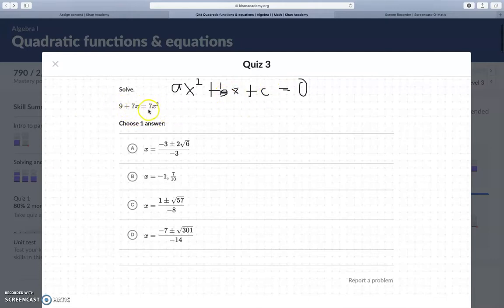So what we can do is just reorder this. I can subtract 7x squared from both sides. 7x squared minus 7x squared.